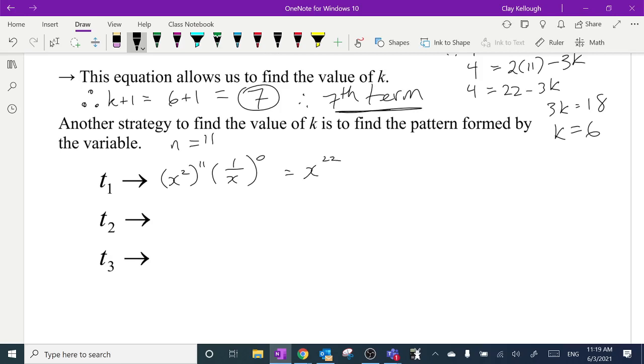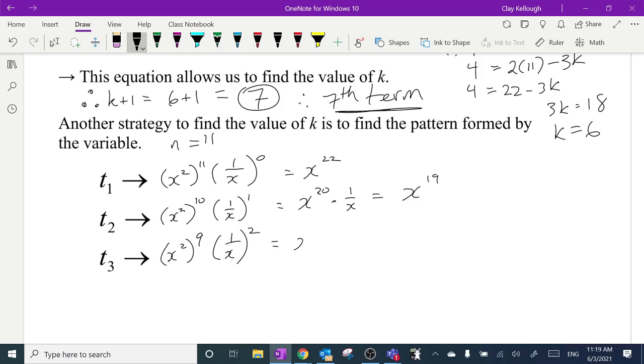And then let's see if we can find a pattern. What happens on term 2 to these two things? Well, the x squared, what's the pattern again? This number gets smaller by 1, and this number gets bigger by 1. So that's going to be x to the 20 times 1 over x, which is x to the 19. What's term 3? The a value gets 1 smaller for its power. The b value gets 1 bigger. That's x to the 18 times 1 over x squared, which is x to the 16.